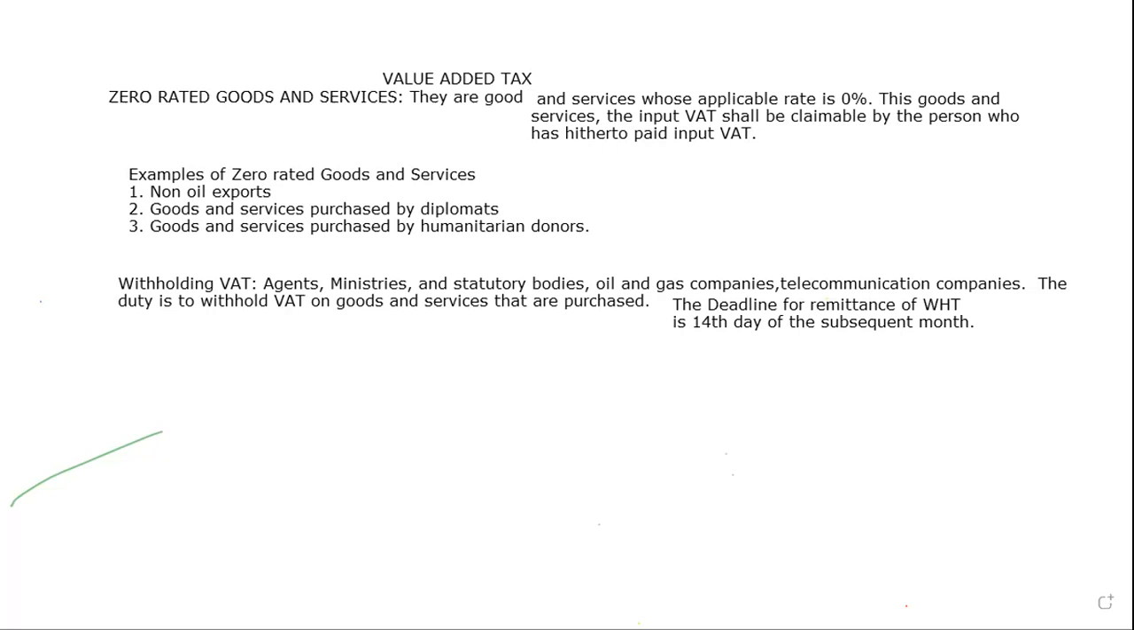Now, if you are a government agency, either a ministry or statutory bodies, oil and gas and telecommunication companies that the government has appointed, what we are expected to do is that when you buy that recharge card, you don't pay that guy 100 naira. What you pay is 100 naira minus the VAT portion. Then you are expected to remit that VAT before the 14th day of the subsequent month. So if you buy it in January, you're expected to remit it before the 14th of next month. Is that clear?